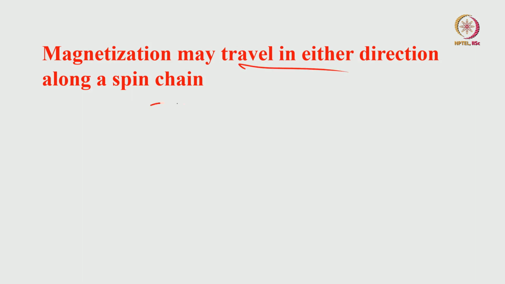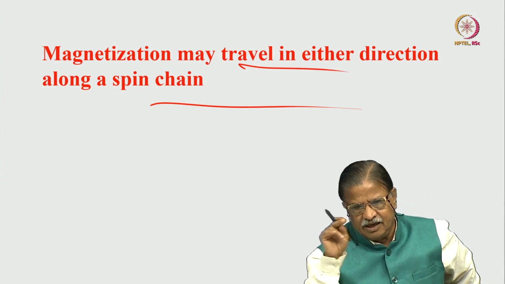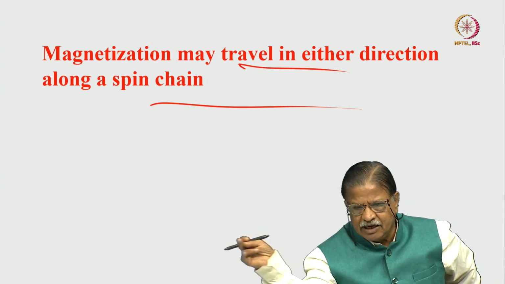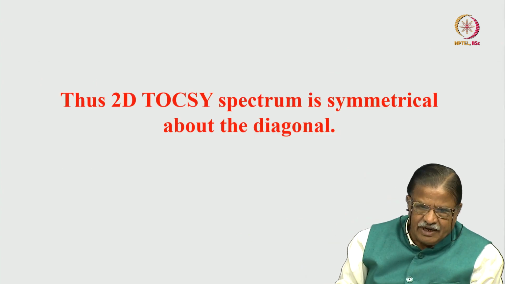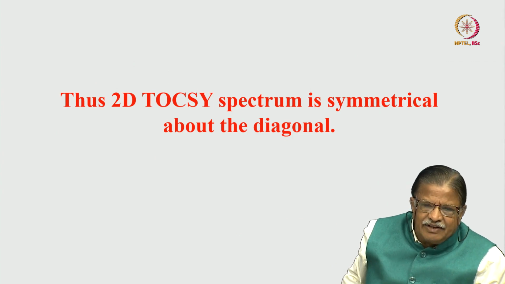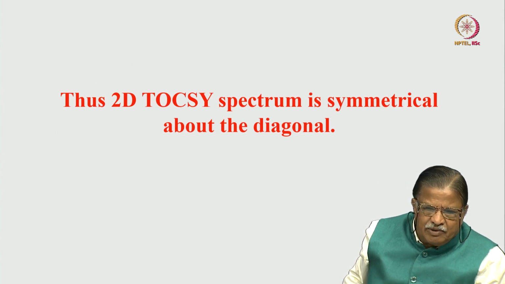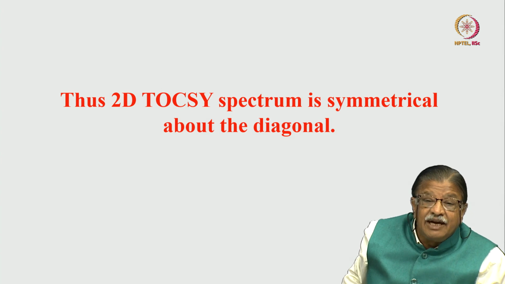Magnetization may travel in either direction in a spin chain. It is not always unidirectional. It goes, comes back, goes, comes back. Like that it is happening. So there is a cyclic exchange of energy between them. So what does it mean? If it goes to A and comes back to B, it goes to B and comes back to C and then to A. That means if I take a TOCSY spectrum, it is symmetric.